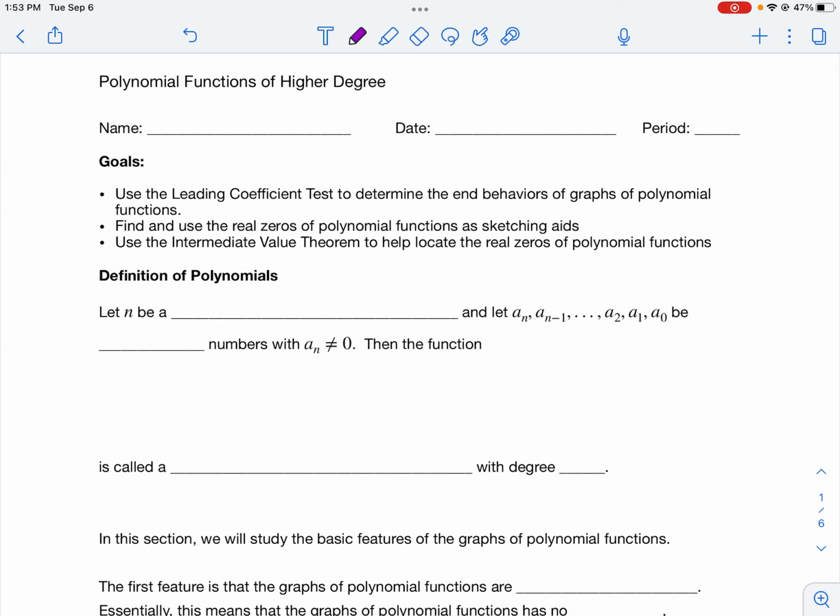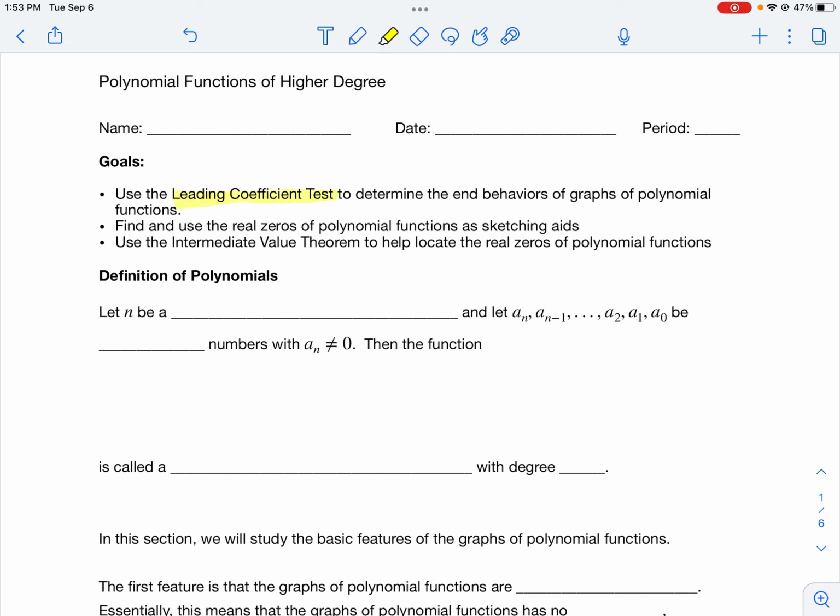In today's lesson, we're going to look at polynomial functions of higher degrees. We know some basic polynomials, like linear equations and quadratic equations. But now we're going to look at higher powers and what our graph looks like. The three main things we're going to learn in today's lesson begin with something called the leading coefficient test.